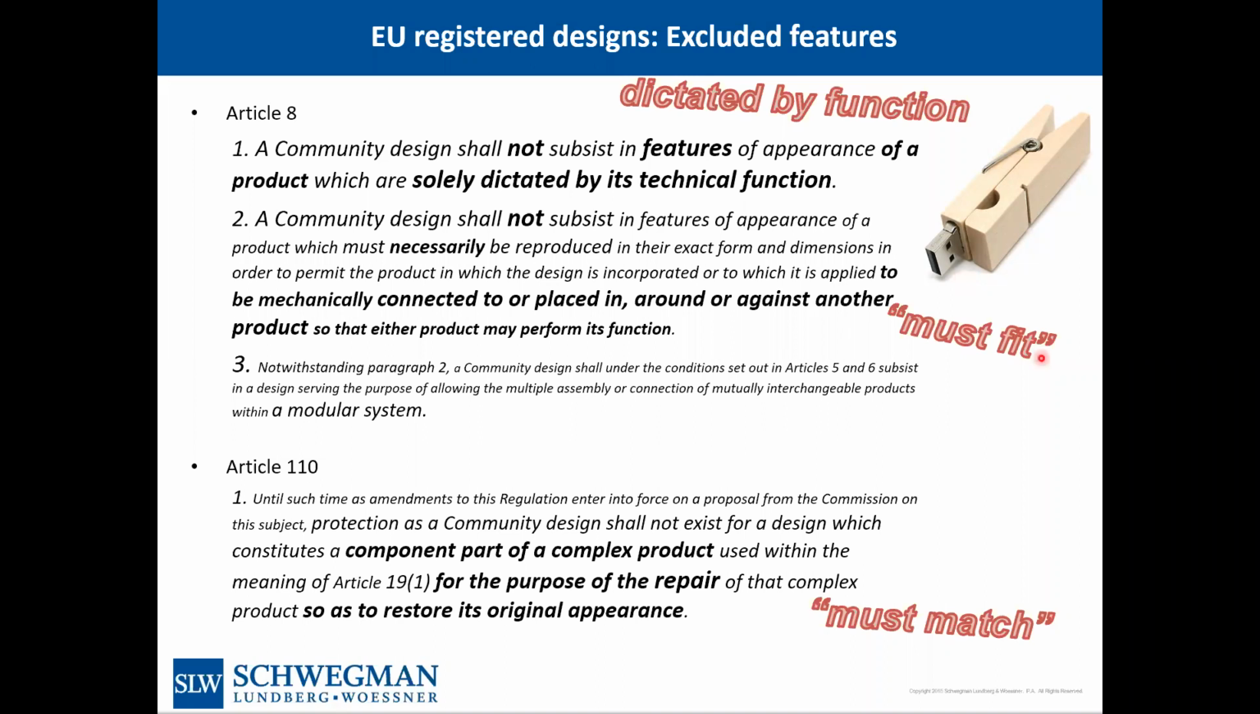And there's also another exemption, that is for the look of articles which are actually replacement parts for a more complex product. So that would be a car body panel or something like that. It doesn't have independent protection from the shape of the car. So we have the must-fit and the must-match exceptions, which are common in European design laws.